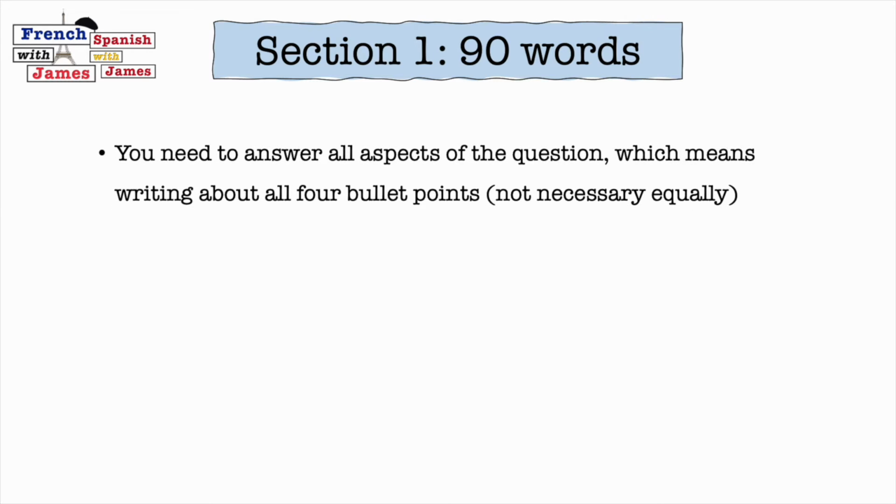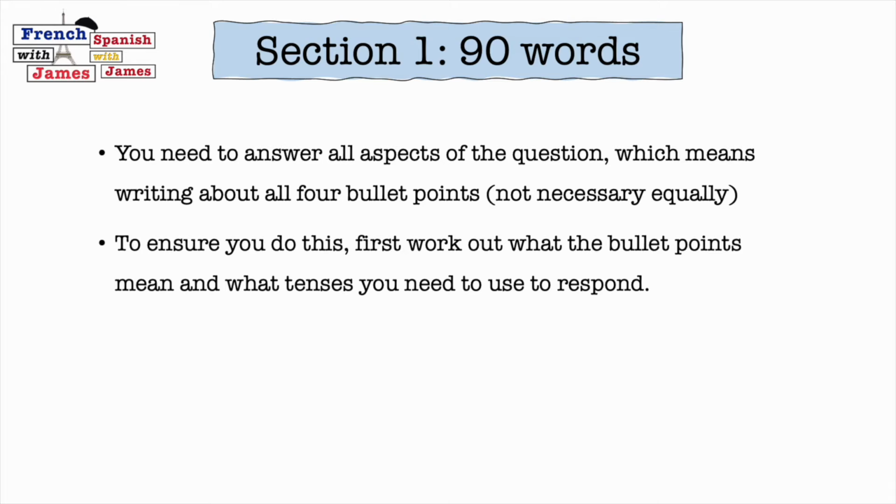The first section, the 90-word crossover question, requires you to answer all aspects of the question, and that means writing about all of the 4 bullet points. You don't need to cover them equally, so you could write 2 sentences on one, 3 sentences on another, but you do need to make sure you mention really clearly each of those 4 bullet points.